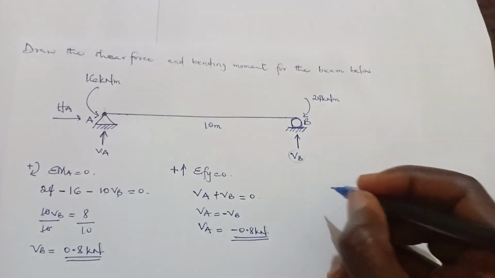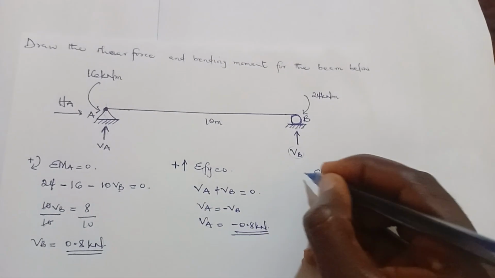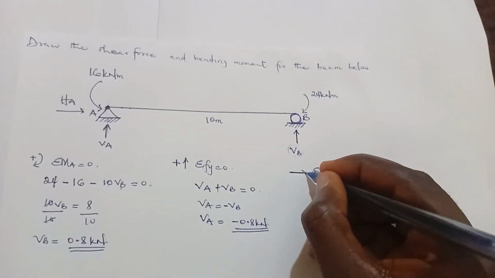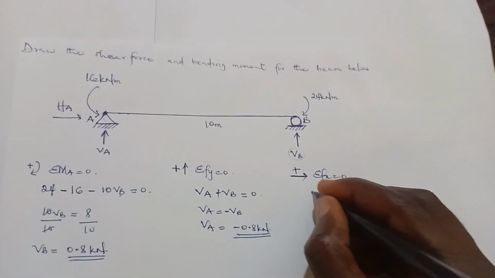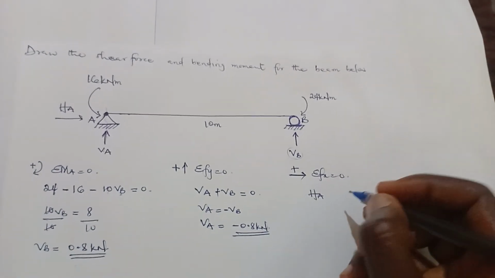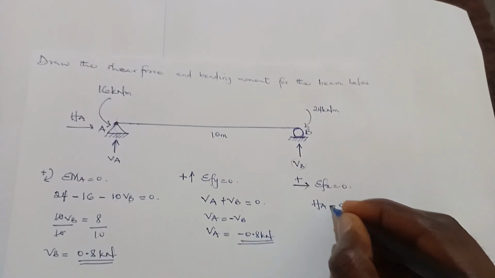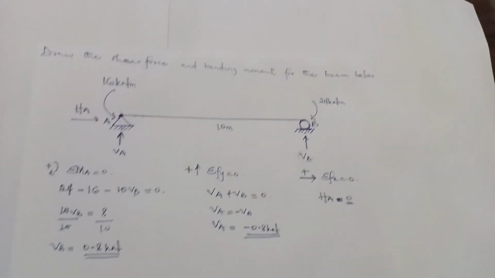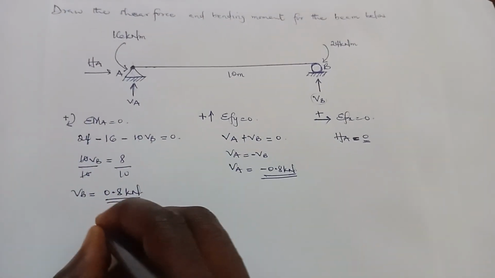Now let's find HA. Sum of horizontal forces is equal to 0. Let's take forces moving to the right as positive. HA is moving to our right, so it's positive HA. That's the only horizontal force, so HA is equal to 0. We are done calculating the support reactions, so we can calculate the shear force.